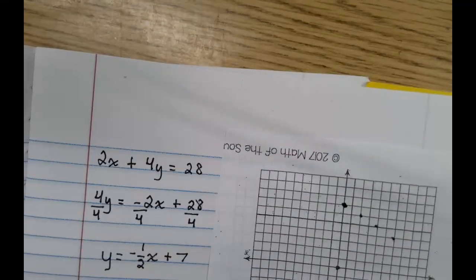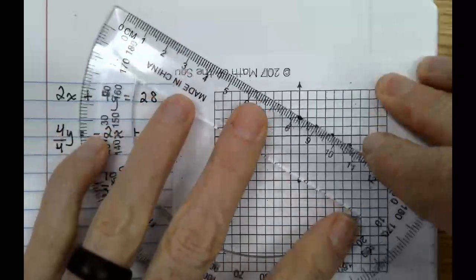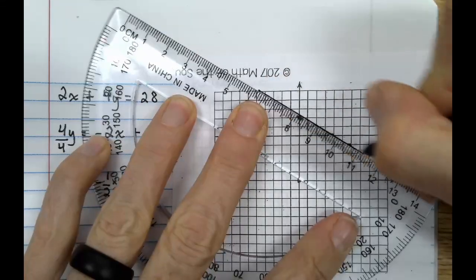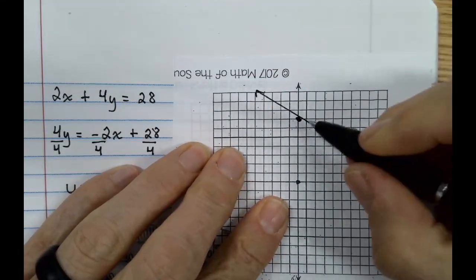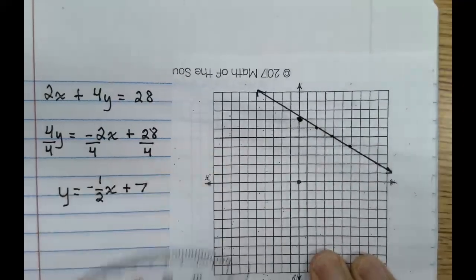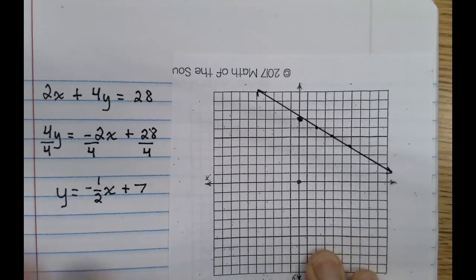Whoops, just hit my camera. And so now I'm just going to take my handy-dandy protractor here. There's my line. I didn't actually do a very good job with that line because that should be going through that point, but you get the idea. That's how you would graph that one.